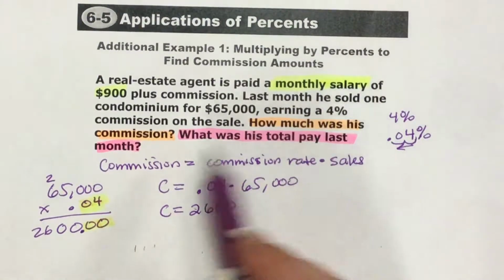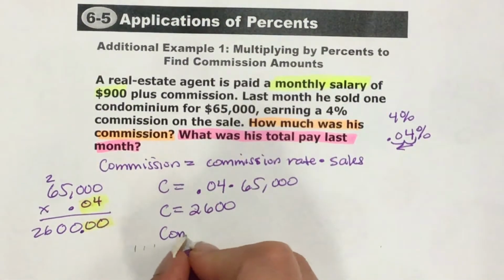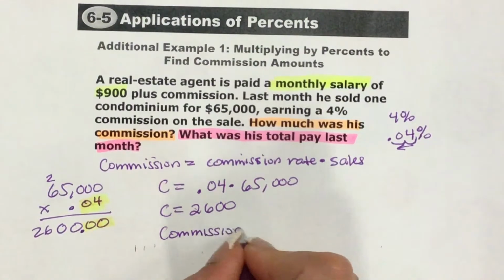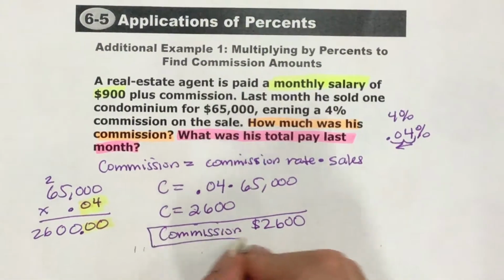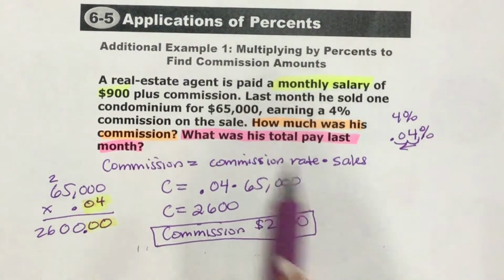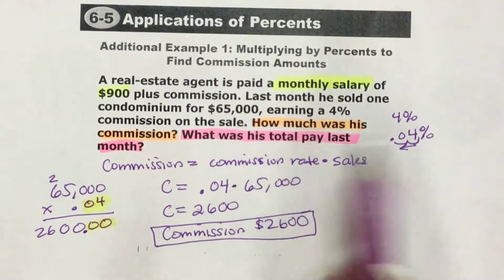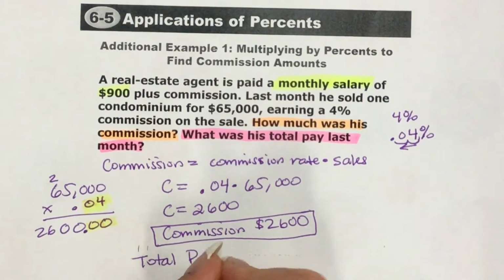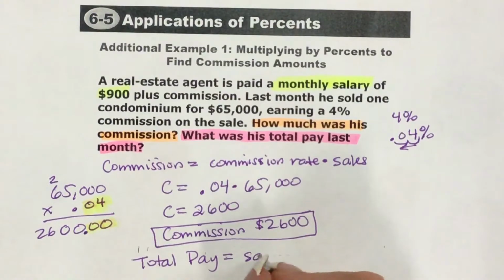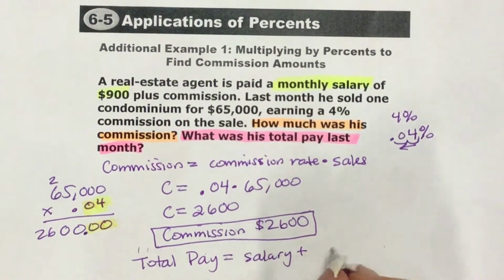That's pretty good. So how much was the commission? The commission was $2,600. Very nice. Okay, then it says, what was his total pay last month? So total pay is going to equal the salary plus the commission.